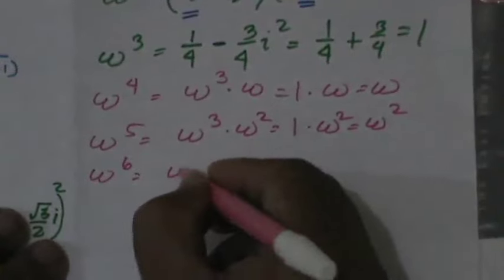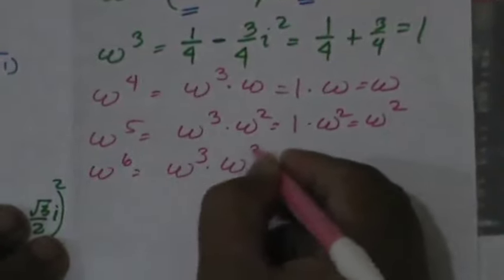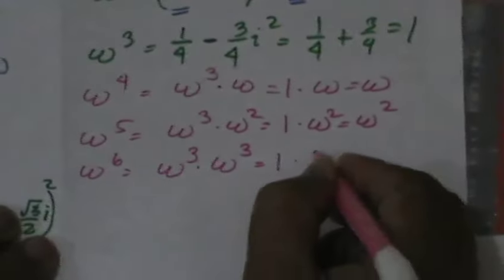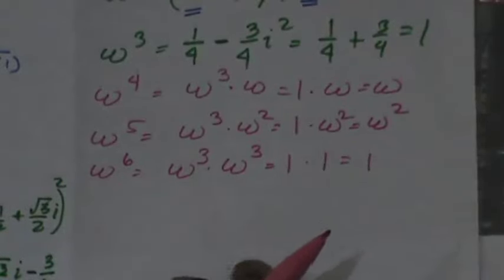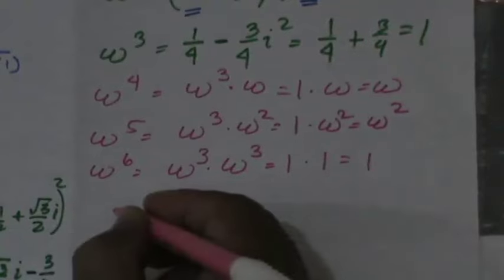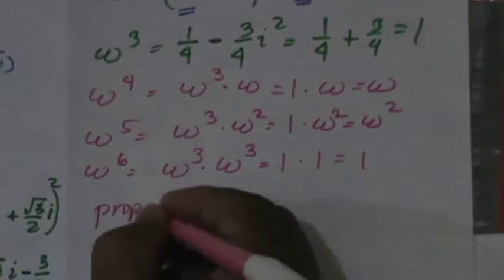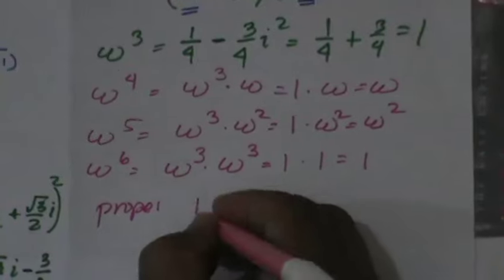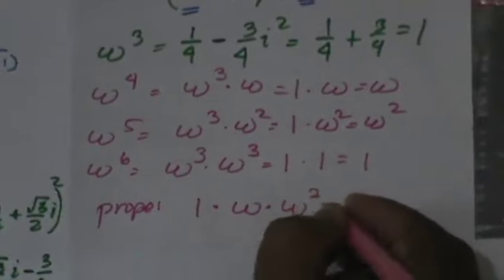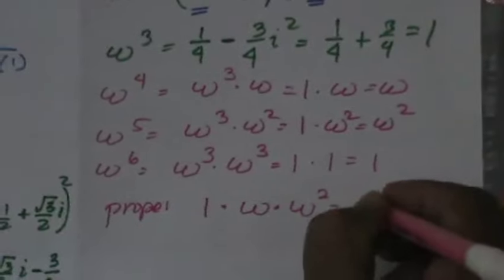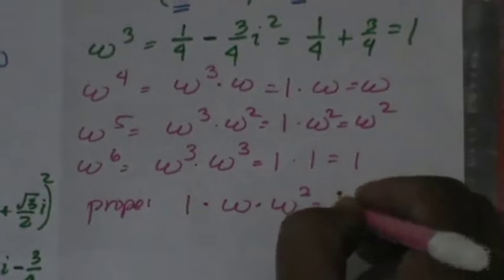Omega to the 6th is what? Omega to the 6th is omega cubed times omega cubed. That's equal to 1 times 1 equals 1. So it just keeps on rotating around that unit circle. But what is something interesting here? Look at this property. What we have seen is that 1 times omega times omega squared, we know that it's omega cubed. So therefore it becomes equal to 1.